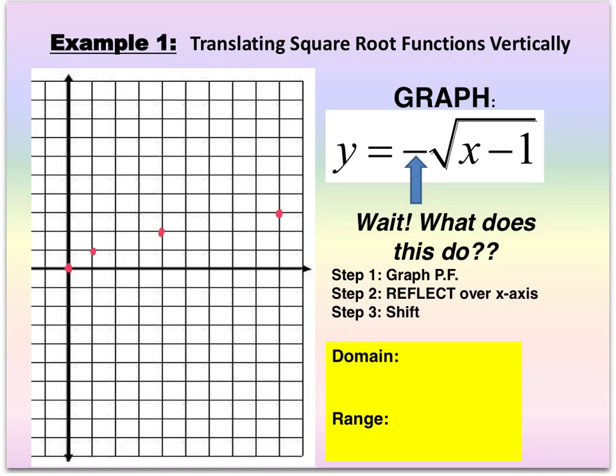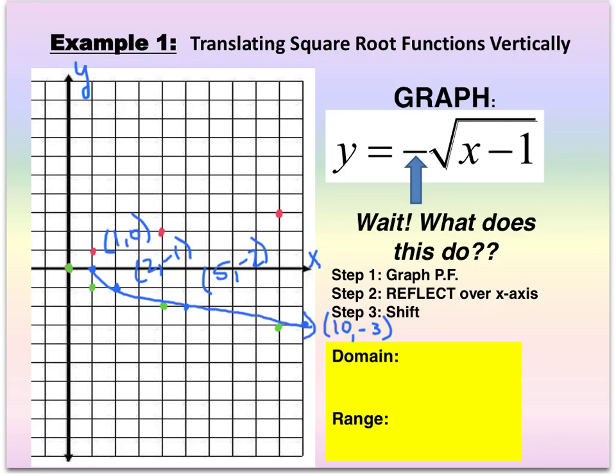So reflecting over the x-axis, this point will not move. This point goes down 1, down 2, down 3. Now I'm going to do my horizontal transformation. So I'm going to shift all these green points to the right 1. Now don't forget to label your axes and to also label your points. Connecting these, this is going to be my square root function.